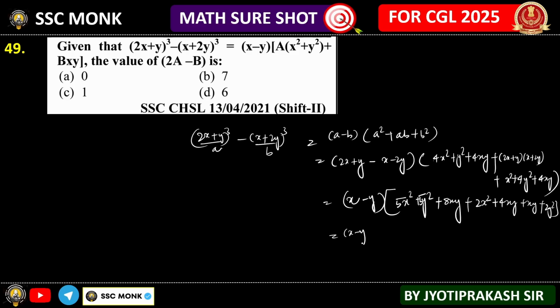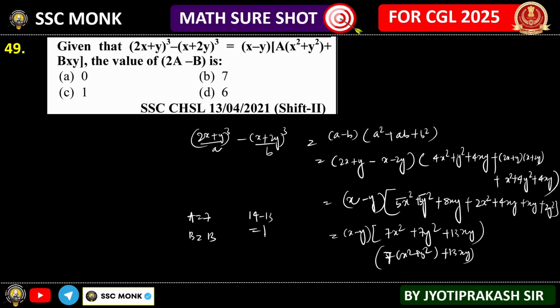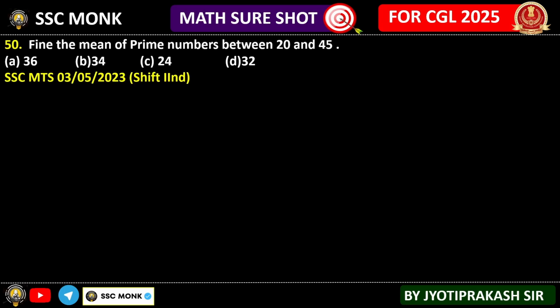Now again if I solve it, (x minus y) into (5x square plus 2x square, 7x square, 5y square plus 2y square, 7y square, 8xy plus 5xy, 13xy). So I can write 7 into (x square plus y square) plus 13xy. So the value of a is equal to 7, value of b is equal to 13. So 2 into 7, that is 14, minus 13, that is equal to 1. Answer option C.